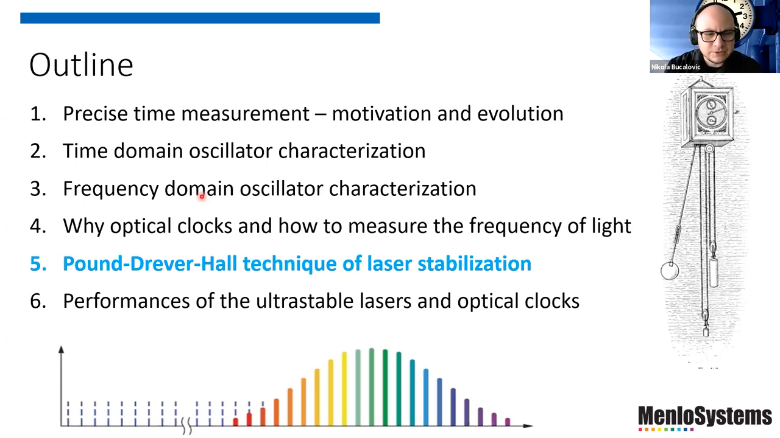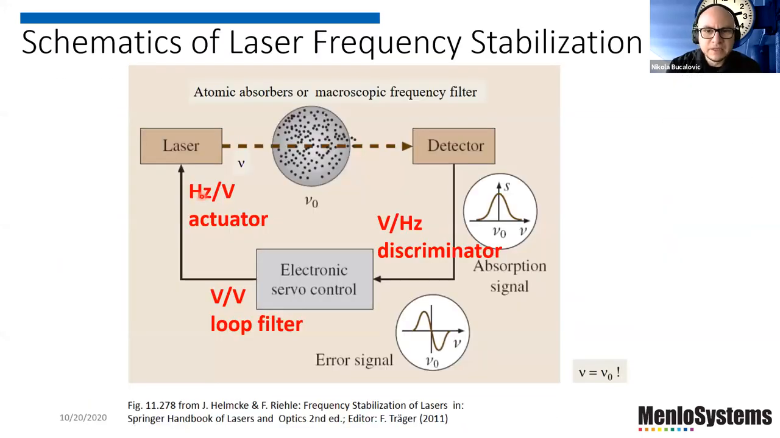So I will speak, not too much technically, but just a few ideas about the Pound-Drever-Hall technique of laser stabilization to a rigid reference cavity. In order to stabilize the laser, when I said the out-of-the-box laser has a certain line width, you need some stable reference, either atoms, or you can use a macroscopic filter, which is a Fabry-Perot resonator, which we will see in the next slide. You need somehow to convert the fluctuations of your laser frequency to voltage, to a usable signal. So you need to discriminate the fluctuations of your laser frequency and see how many volts you can extract for each hertz of your laser fluctuation.